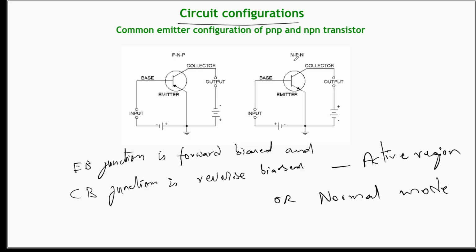Similarly, in the case of NPN transistor, the base is connected to the positive terminal of the battery, which is a p-type material, and emitter is grounded, which means we are forward biasing the emitter base junction. The collector base junction is reverse biased because the collector is made up of n-type material. We are connecting it to the positive terminal of the battery.